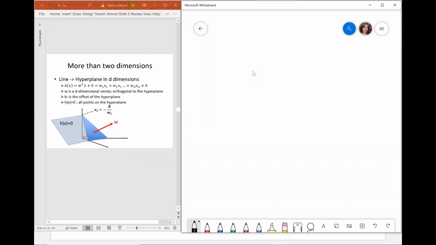Hi everyone. So we are continuing our SVM classifier again today. So we have a continuation of SVM classifier. So far you have learned about preliminaries of SVM classifier.